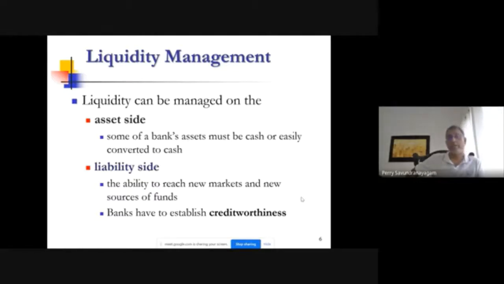What's going to happen to market rates at that time? Market interest rates. How are markets going to be?